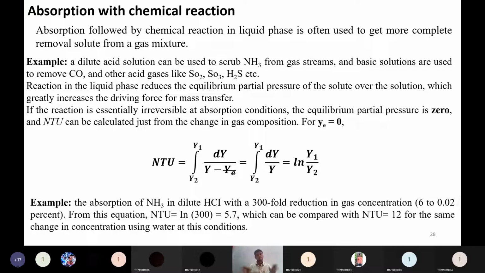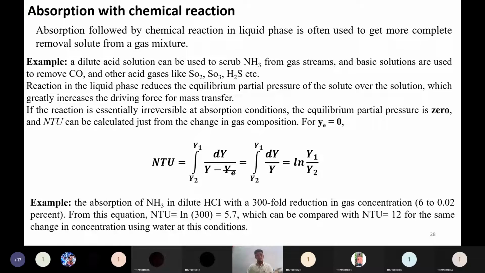So weak van der Waals forces will be involved there, and there is not much interaction between solute and solvent. But here the solute and solvent have strong bonds. Why? Because there is a chemical reaction. Because of this, the absorption process will take place at very high rates and the mass transfer coefficient will be very high. But whenever it is an irreversible reaction, the solute cannot be separated from the solvent. So we cannot reuse the solvent and we cannot utilize the separated solute also. That's the only disadvantage.